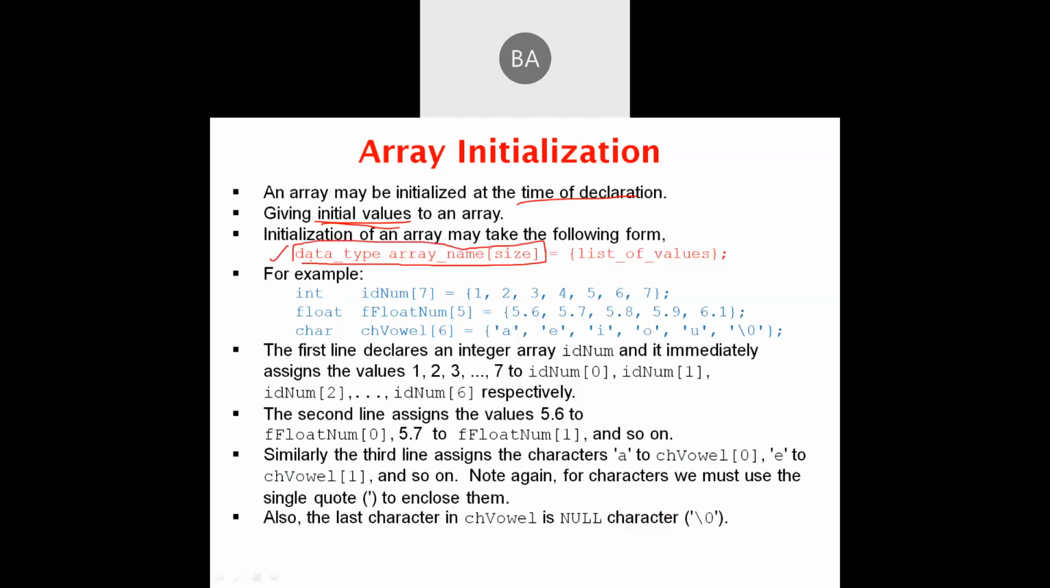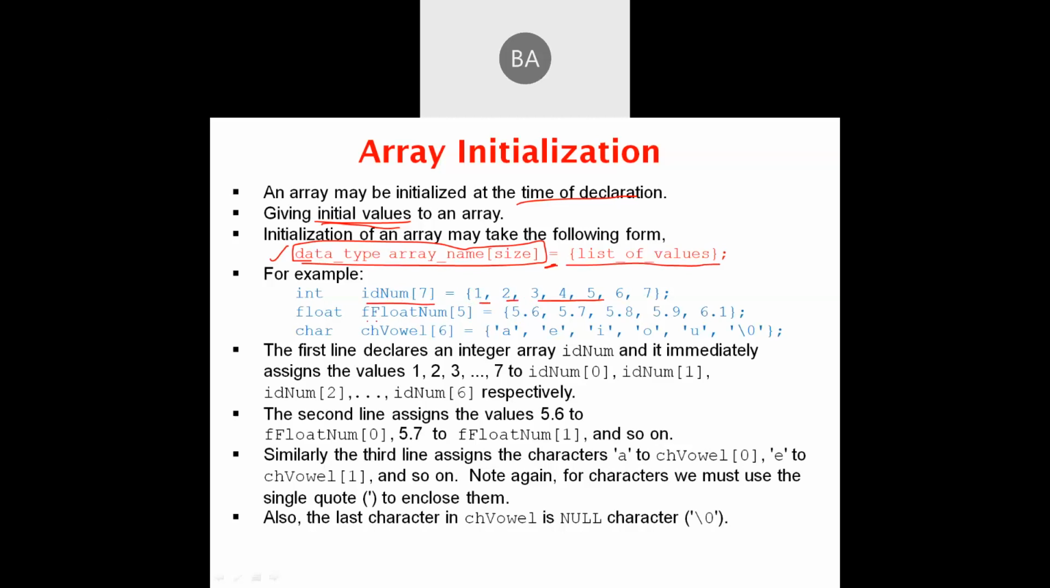Then we just assign the list of values which we want to initialize in curly braces. This is the initialization followed by declaration. So this is the declaration, then equal to, and we assign these values. For example, id num of 7 is an array which is going to store 7 integer values. These are the values which we are going to store in that particular array.